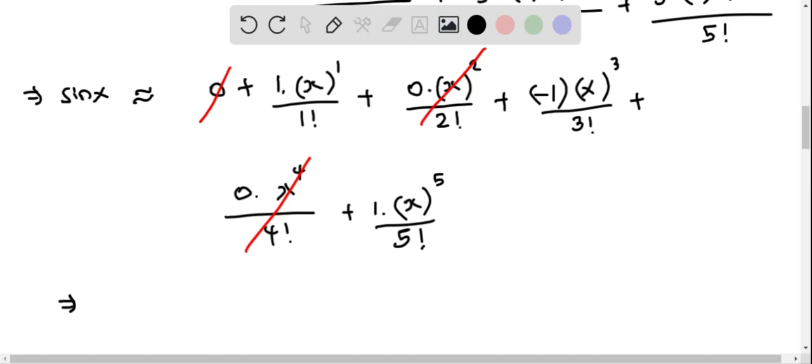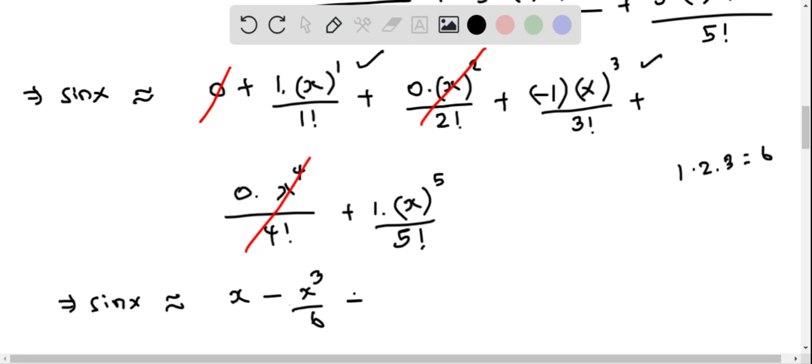That is, we write sine x, which is approximately equal to the first term, that is 1 times x power 1 divided by 1 factorial, which is 1. So we get x plus the next term, that is x cubed times negative 1. This is a negative quantity. So it is x cubed divided by 3 factorial, which is 1 times 2 times 3, and this equals 6.